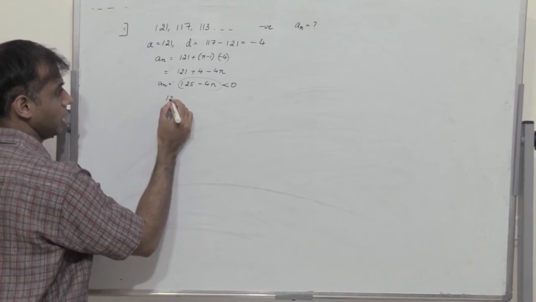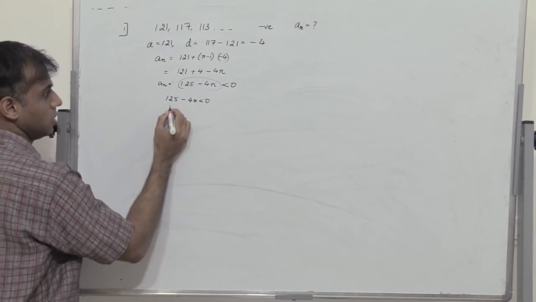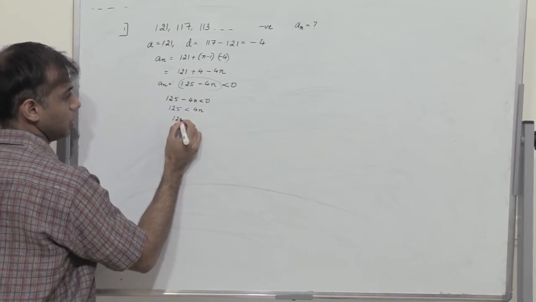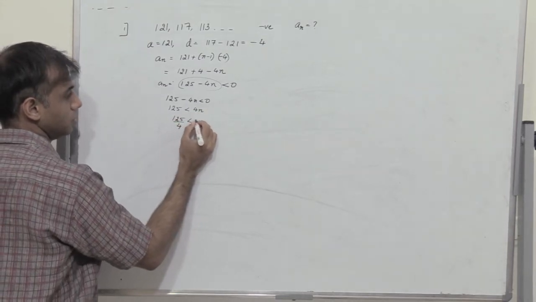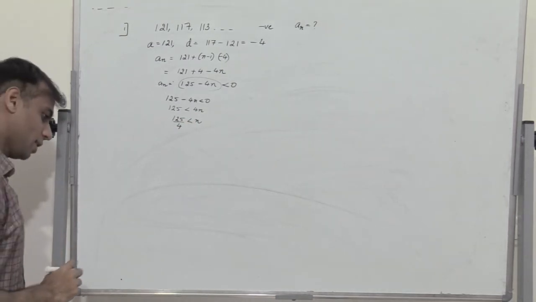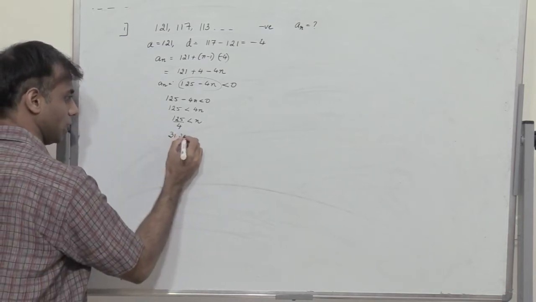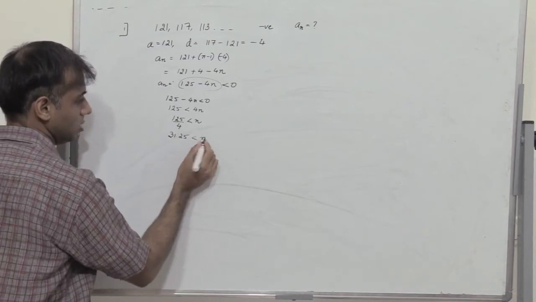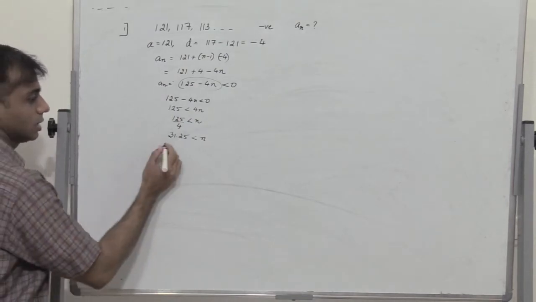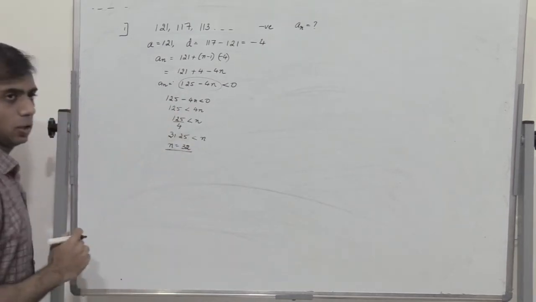So 125 minus 4n must be less than 0. So 125 must be less than 4n, or 125 by 4 is just less than n. So 125 by 4 gives me a value 31.25. Right? So the value of n such that the arithmetic progression would give me the first negative value would be 32. So for n equal to 32, I get the first negative value.